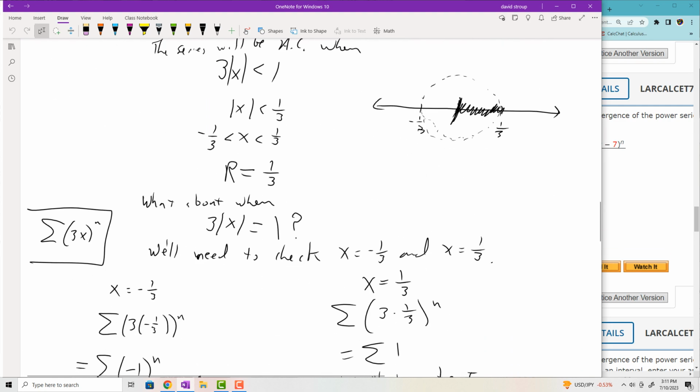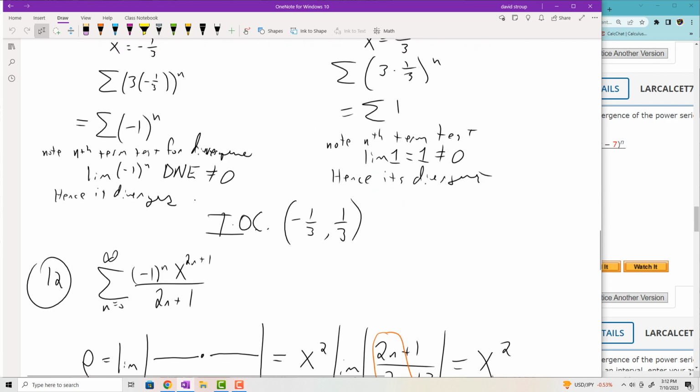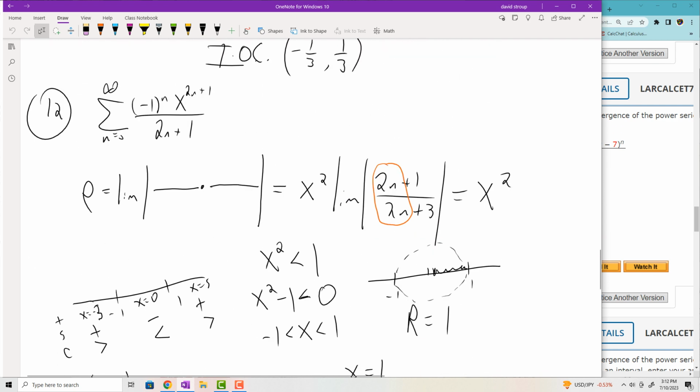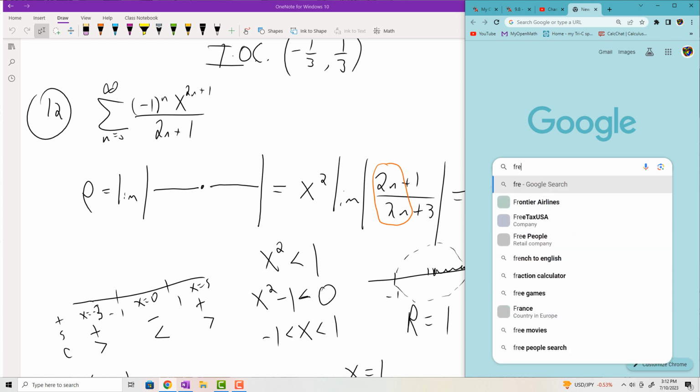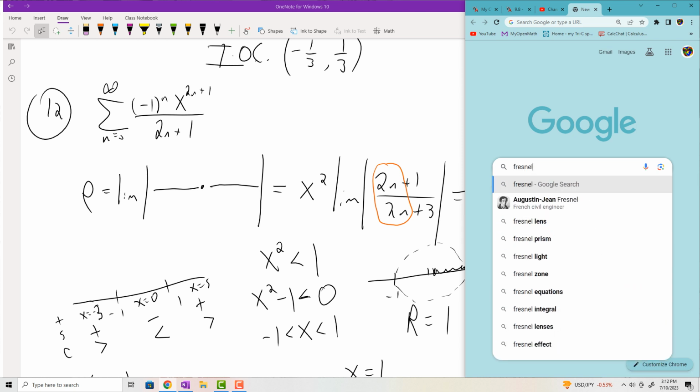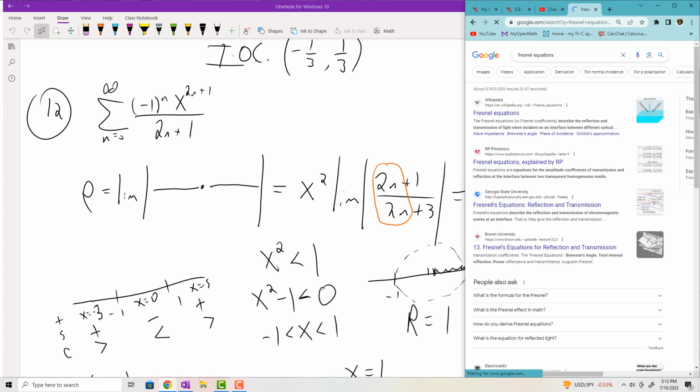This kind of happens sometimes in differential equations. You need to do a power series representation for a function. You may not know what it is, and that'll come up definitely in physics applications, like I think the Fresnel equations are of this type.